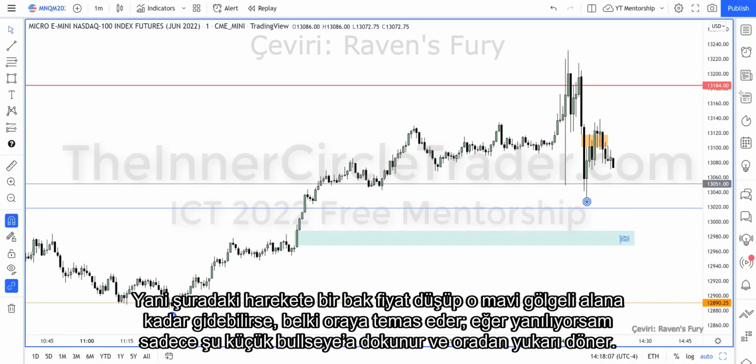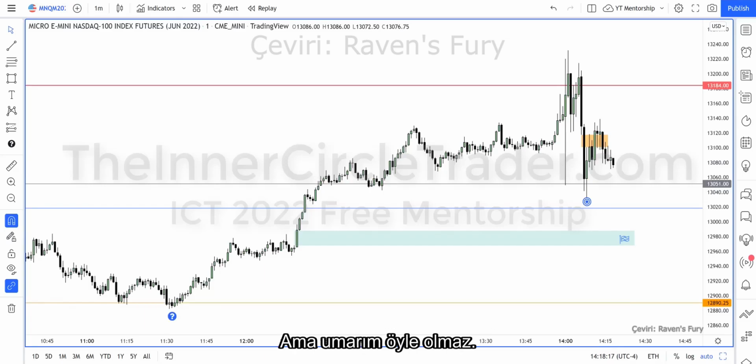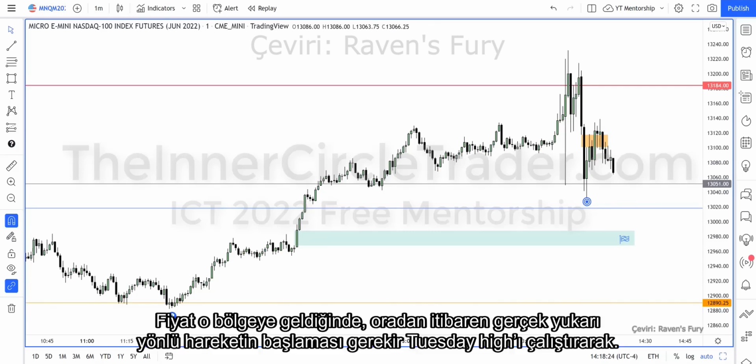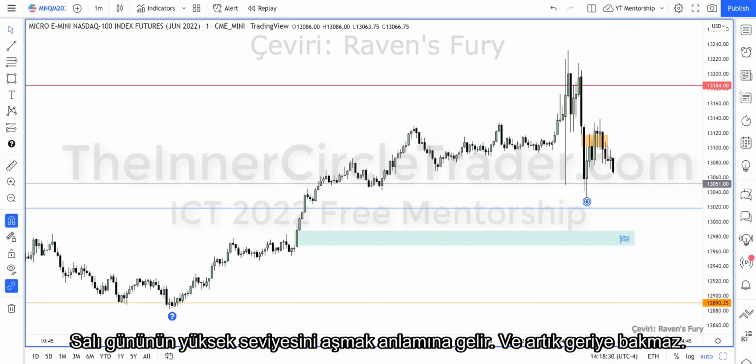So look at this move we're making, and if it can drop down to that blue shaded area, it might just, if I'm wrong, go down to that little bullseye and then run higher from there. I'm hoping it doesn't do that. I want to see it trade down into that blue shaded area where the little checkered flag is, because that's the end of the race for bears. They get into that, then it should start the real move higher, running Tuesday's high. Running Tuesday's high means it runs right over top of it and it just doesn't look back.